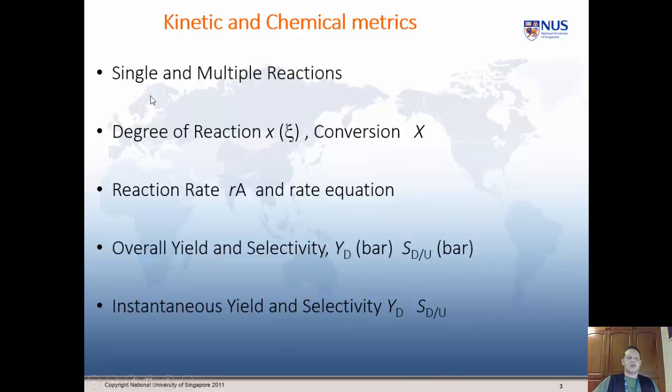Okay, so what we're going to deal with in this lecture are single and multiple reactions, the degree of reaction, that's little x or Greek letter zeta, and the conversion, which is capital X. I'll talk about the difference between them in a moment. We'll talk about the reaction rate and the rate equation. We'll talk about overall yield and selectivity and instantaneous yield and selectivity.